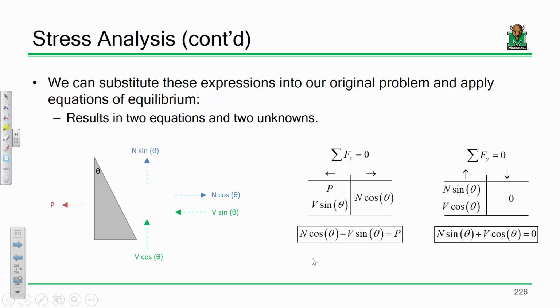And then over here on the right, I've got everything going up has got to equal everything going down. Well, I don't have anything going down. All I have is N sine theta, and I have V cosine theta going up. So add those up, and that has to be 0. So I have this whole two equations and two unknowns scenario, and I have to use these two equations to solve for my unknowns. My unknowns being the normal force N and the shear force V.